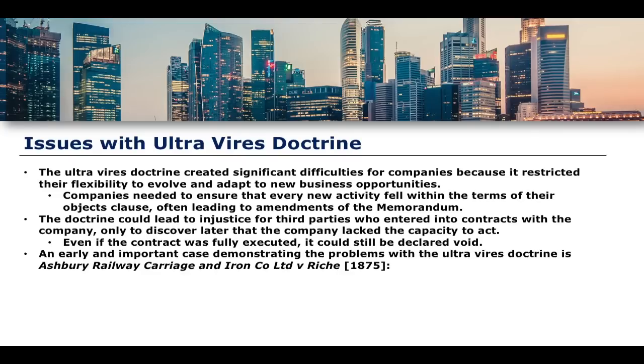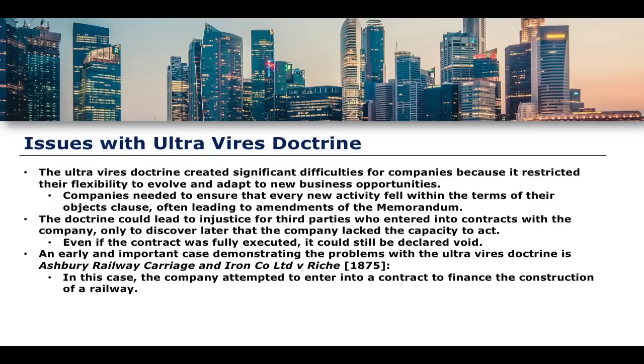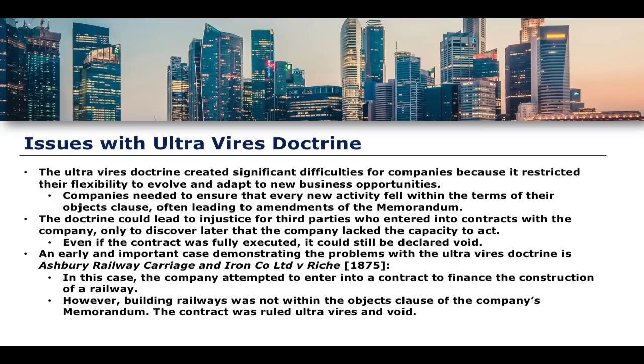So, an early important case which demonstrated the problems with the ultra vires doctrine is the 1875 case of Ashbury Railway Carriage and Iron Corporation Limited versus Ritchie. In this case specifically, the company attempted to enter into a contract to finance the construction of a new railway. Building railways was not actually within the objects clause of the company's memorandum. And so any contract that was made with this railway carriage corporation was void and was ultra vires.